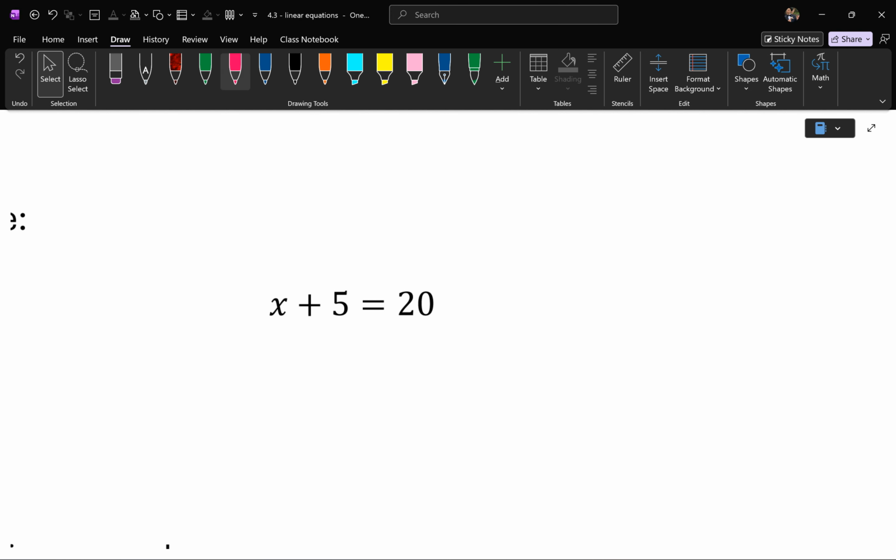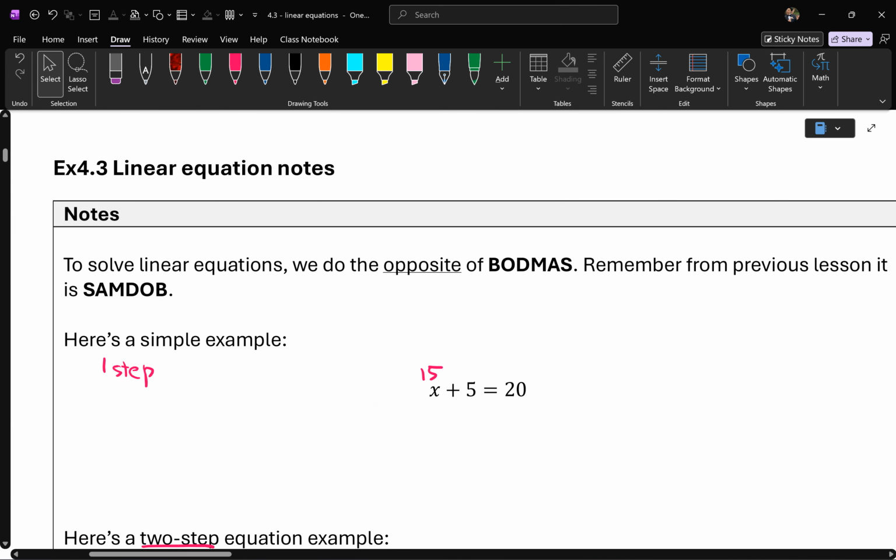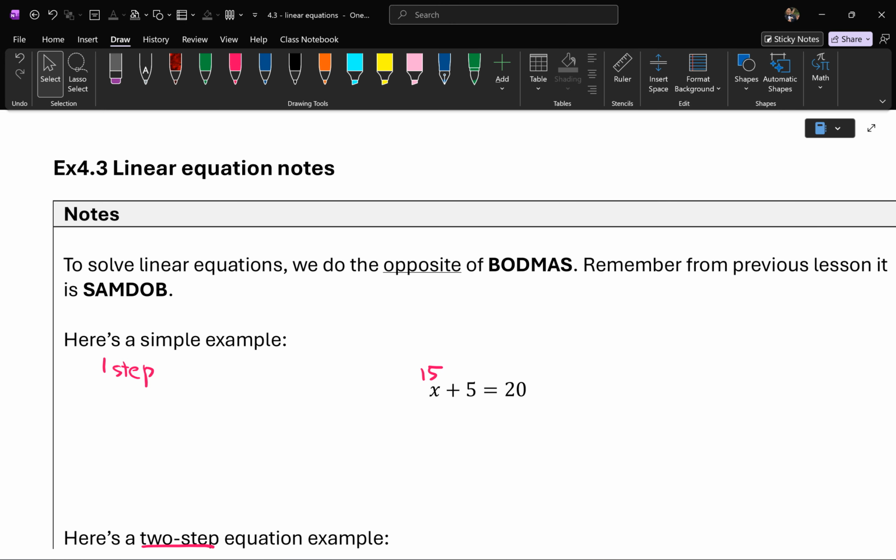Let's go with Michael. 15. So we can all look at that and say 15 must be the answer. Now, I know that's great. It's intuitive. But what I want instead is an actual method. Here's the method. The method is you're going backwards from BODMAS, which is SAMDOB. If you've heard of it, great. If you haven't, it's okay. I'm going to teach you how to work with it.